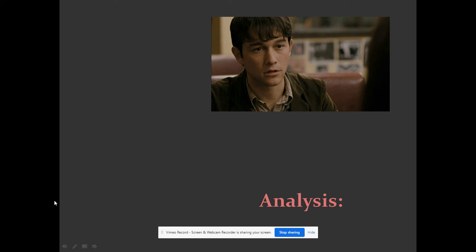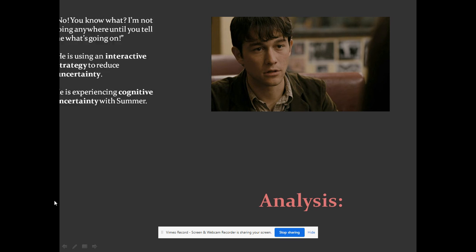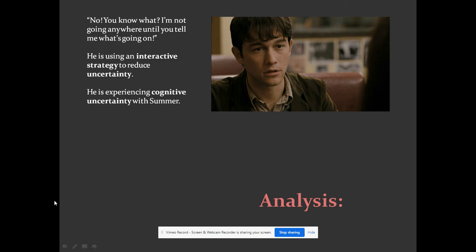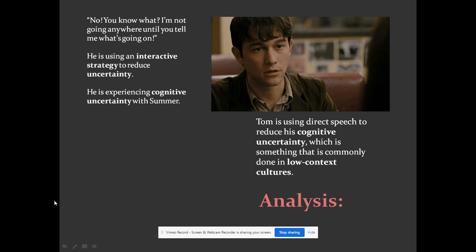Tom, however, does not want to practice uncertainty avoidance, and before he leaves, turns around and says, "No, you know what? I'm not going anywhere until you tell me what's going on." He's using an interactive strategy to reduce uncertainty by engaging in conversation with Summer about why she's upset. He's experiencing cognitive uncertainty with Summer because he doesn't understand why her attitude about the situation is different than his. He's confused that she has a negative attitude toward him fighting another guy on her behalf because his belief is that it was the right thing to do.